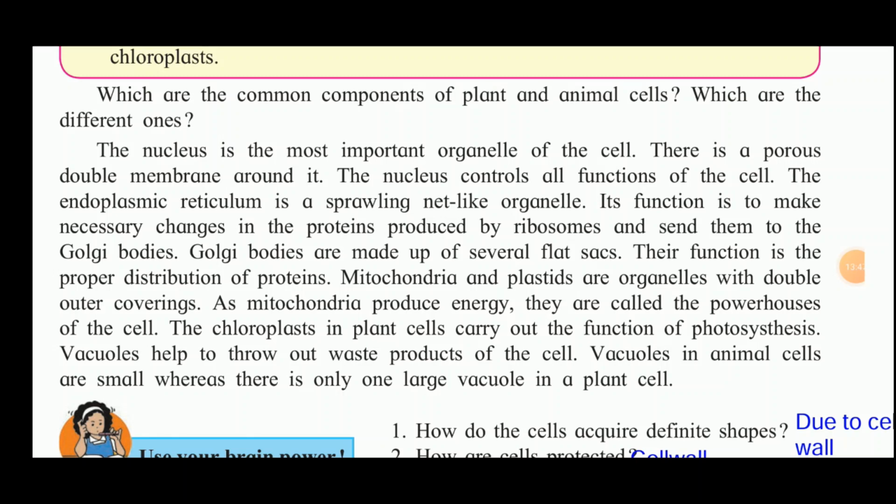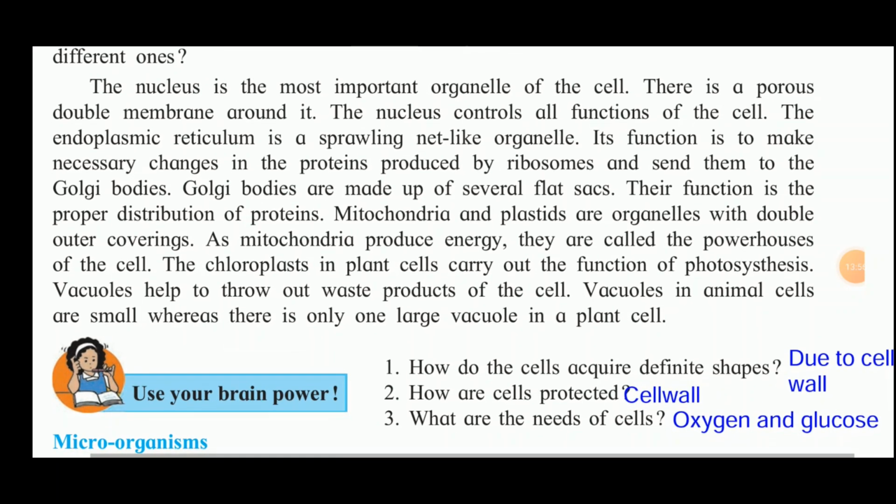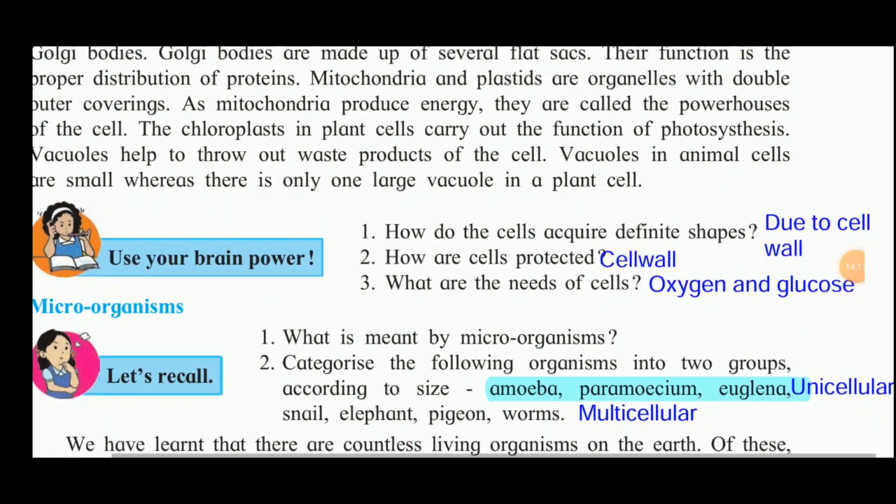Mitochondria and plastids are organelles with a double outer covering. As mitochondria produce energy, they are called the powerhouses of the cell. The chloroplasts in plants carry out the function of photosynthesis. Vacuoles help to throw out waste products of the cell. Vacuoles in animal cells are small, whereas there is one large vacuole in a plant cell.